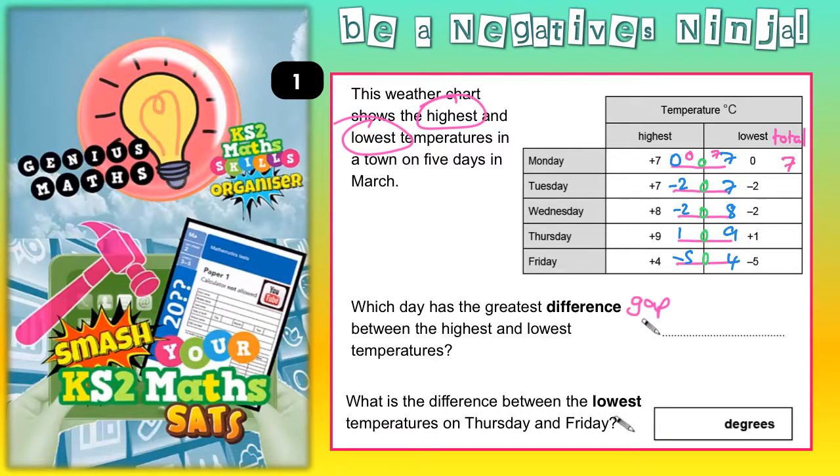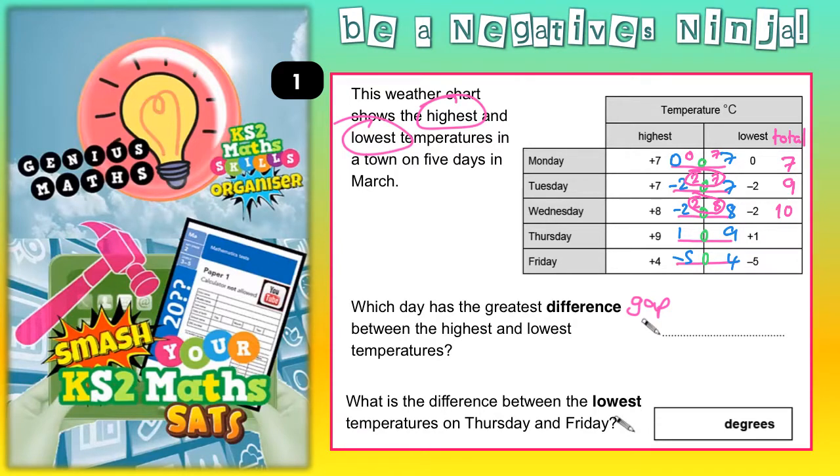7. For Tuesday, we're going from -2 to 0, which is a gap of 2, and from 0 up to 7. Well, that's a gap of 2 plus a gap of 7, which makes a total gap of 9. For Wednesday, -2 up to 0 is 2, and 0 up to 8 is 8. Put that together, 2 and 8 is a total gap of 10.